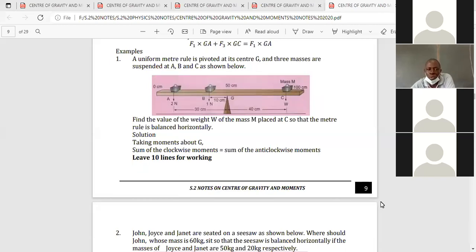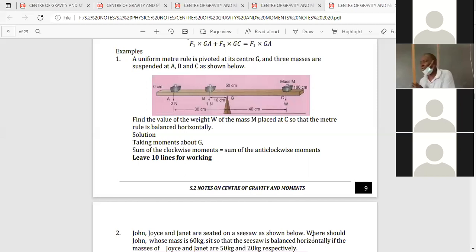Kelly, read question 1. Yes, teacher. A uniform meter rule is pivoted at its center G, and 3 masses are suspended at A, B, and C as shown below. Find the value of the weight W of the mass M placed at C so that the meter rule is balanced horizontally. Solution. Taking moments. Remember that in those notes, you are supposed to leave 10 lines for the working.